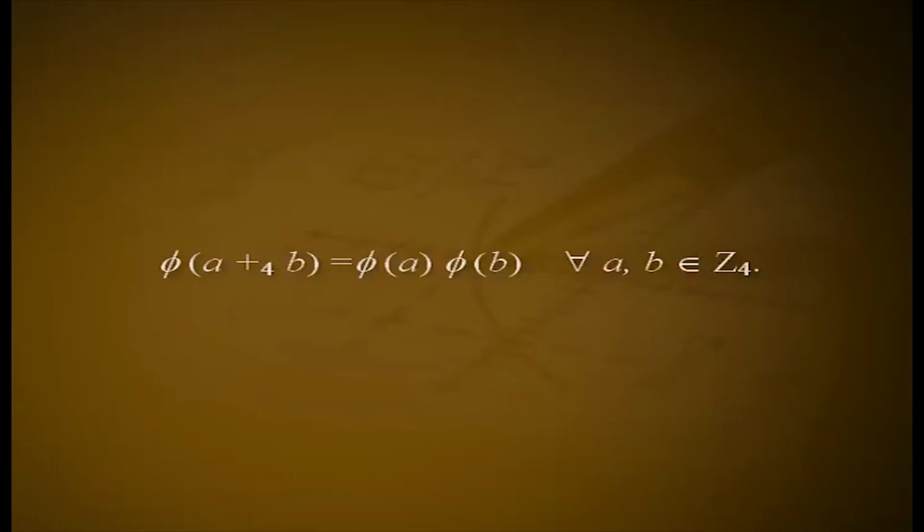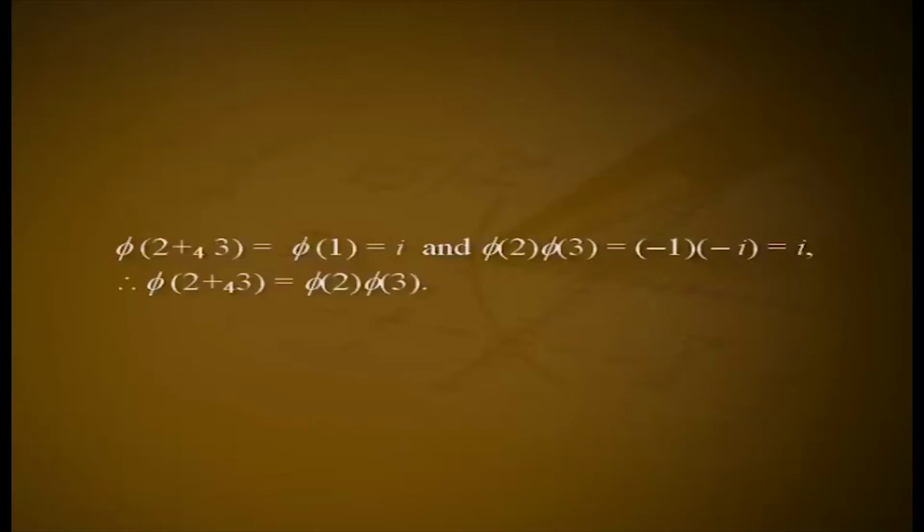Also, phi of a addition modulo 4 b is equal to phi of a into phi of b for every a, b belonging to Z_4. In particular, phi of 2 addition modulo 4 3 is equal to phi of 1 is equal to i, and phi of 2 into phi of 3 is equal to minus 1 into minus i, which is equal to i. Therefore, phi of 2 addition modulo 4 3 is equal to phi of 2 into phi of 3. Example 5.